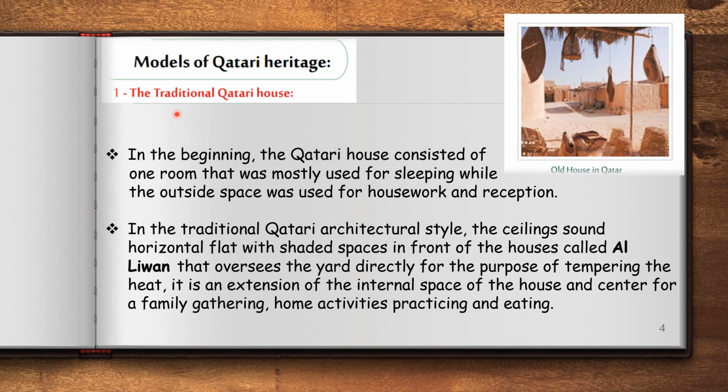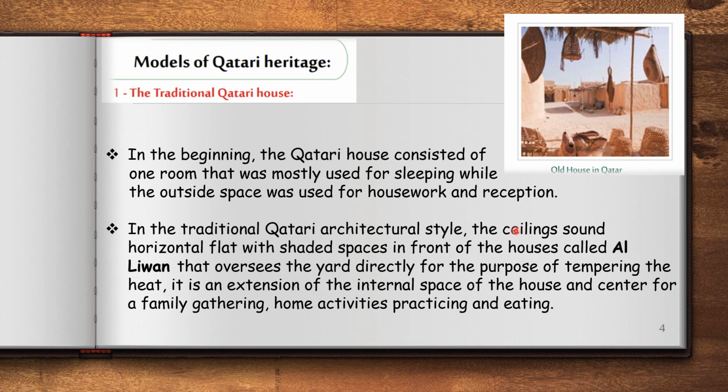Now let's find out about the traditional Qatari house, which is an example of tangible heritage. In the architecture, Qataris relied on the building materials available in their environment. So in the past, their houses were built from mud, gravel, or stones, like this example in the picture. It is an old house in Qatar. The Qatari house consisted of one room that was mostly used for sleeping, while the outside space was used for housework and reception.